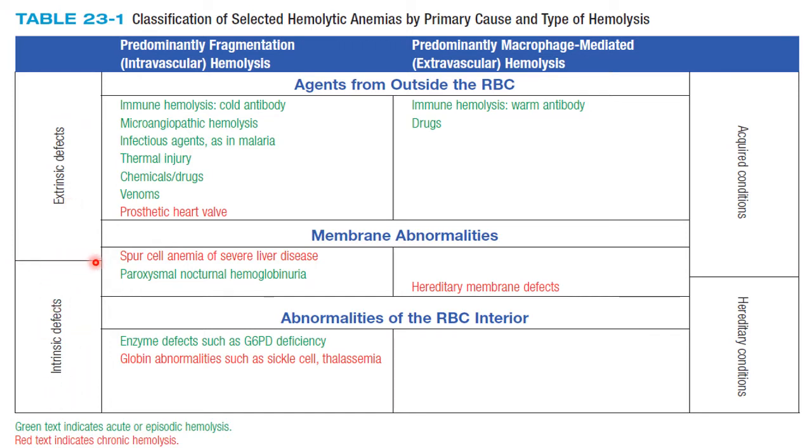So, ang hati dyan, hanggang doon sa spur cell anemia. Okay? Magmula sa taas hanggang doon sa spur cell anemia, extrinsic defects daw sila. Intrinsic naman from paroxysmal, including dyan ang membrane defects hanggang doon sa hulihan. Yan yung mga intrinsic defects. And then, another classification is according to acquired versus hereditary.